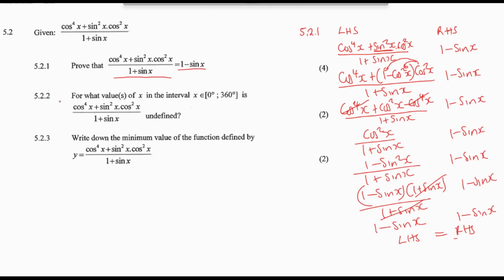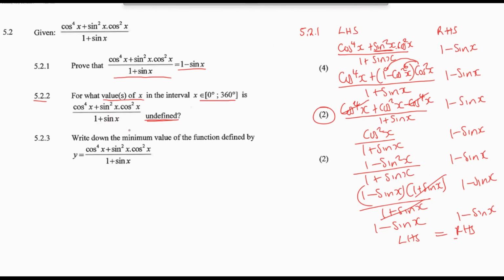Let's look at question 5.522. For what values of x in the interval 0 to 360 degrees is this whole expression undefined? And then check the marks. It's just 2 marks. So it means we don't have to do a lot of things here, right?